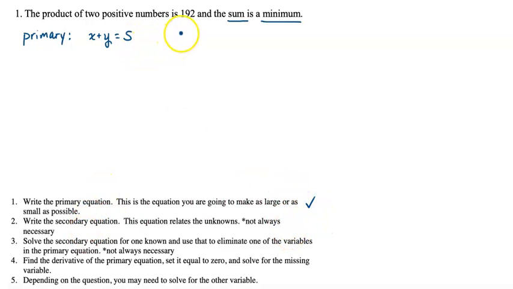Now let's write the secondary equation. The secondary equation is the equation that relates the unknowns. In this case, this is our constraint, and we're given that the product of two positive numbers is 192. So this is our constraint. And the product means multiplication, so I can say x times y is equal to 192. So we've got our secondary equation with our constraint. We've got our primary equation that tells us what we want to maximize or minimize. Okay, step 2 is done.